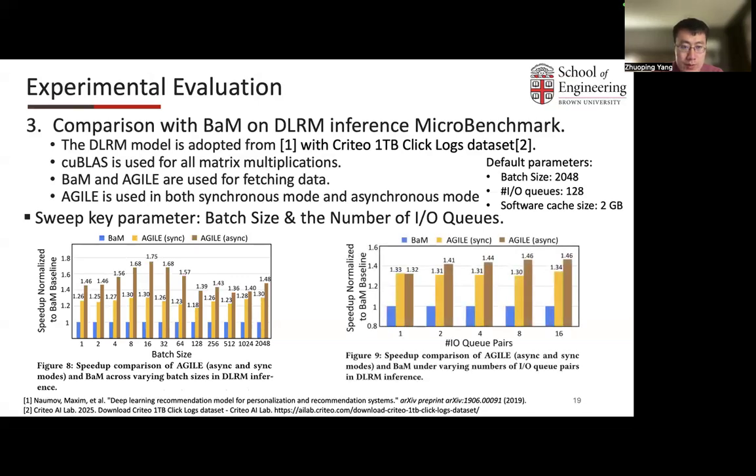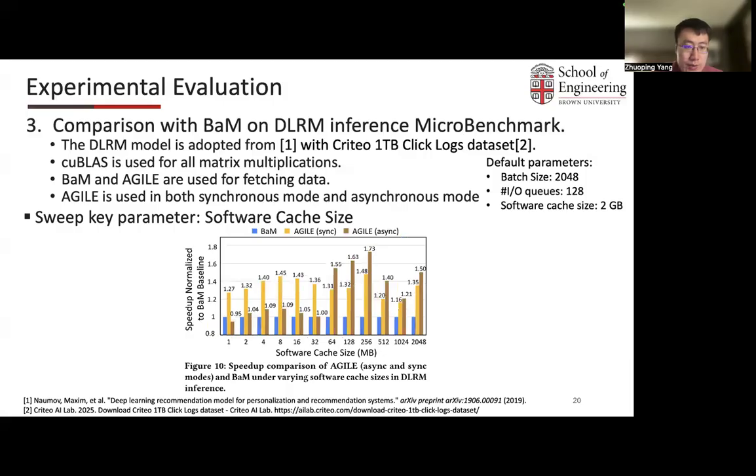We also sweep the number of IO queues, and Agile synchronous mode always outperforms BaM. For Agile asynchronous mode, it first achieves similar performance to Agile synchronous mode. This is because when the number of queues is limited, the Agile asynchronous mode downgrades to synchronous mode automatically. But if we scale the number of queues further, the Agile asynchronous mode will always outperform Agile synchronous mode.